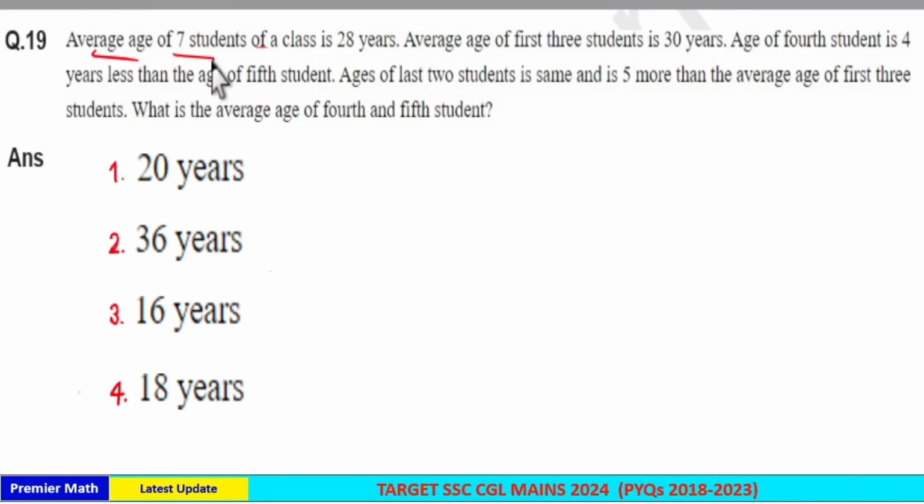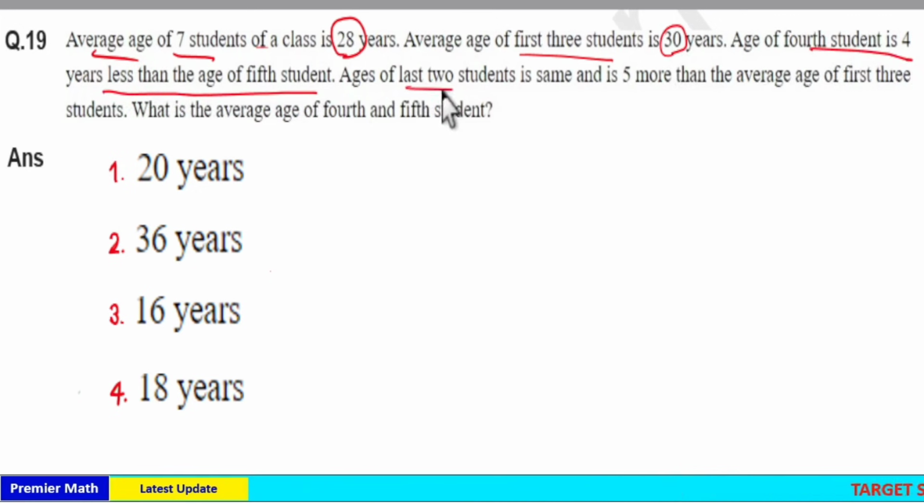Average age of 7 students of a class is 28 years. Average age of first 3 students is 30 years. Age of 4th student is 4 years less than the age of 5th student. Ages of last 2 students are the same and are 5 more than the average age of first 3 students. What is the average age of 4th and 5th student?